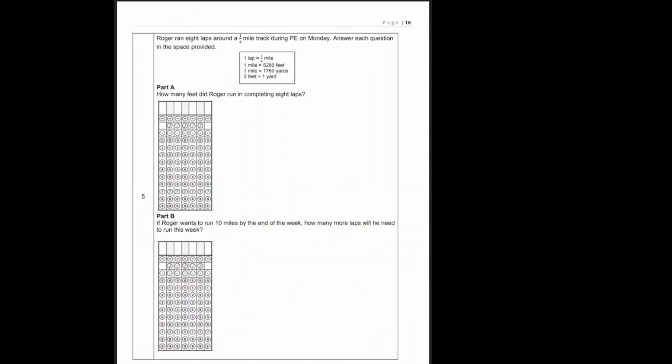So part B, it says, if Roger wants to run 10 miles by the end of the week, how many more laps will he need to run this week? Okay, so it says how many more laps, and that's the key word for this problem. I think setting up a proportion is the easiest way to do this problem, but you need to know what you're going to be putting on the fractions. So we're trying to solve for laps. We know that when he ran 8 laps, he did 2 miles. And we got that by doing 8 times 1/4, which we just got.